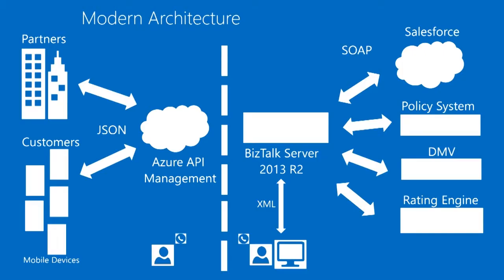So in the existing architecture, we've got RESTful XML being used on the back end. We've got SOAP used to communicate with Salesforce and some of the other systems. But now we're going to introduce JSON and allow mobile applications to talk JSON to API management, and then also our trading partners. And then what we're able to do is use API management as a proxy between these different clients and BizTalk Server.